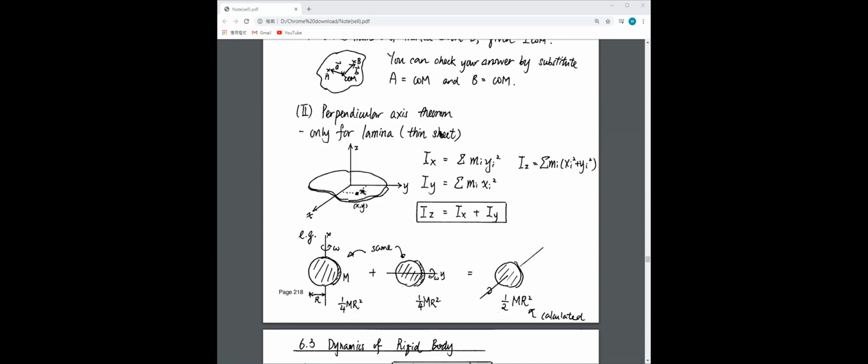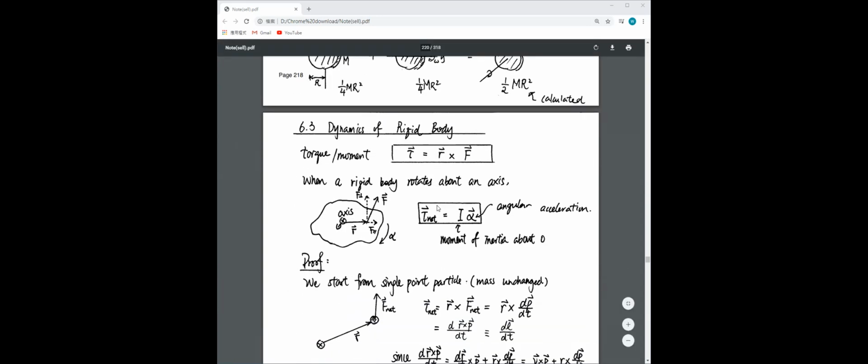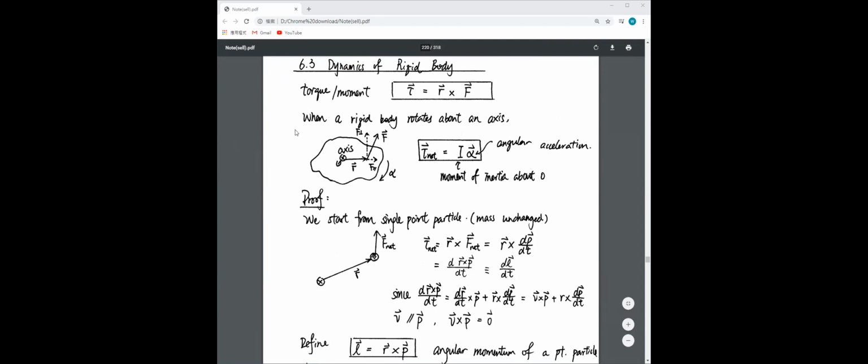No question. If no question, then let's go on. Okay. And then let's go on to the dynamics of the rigid body.